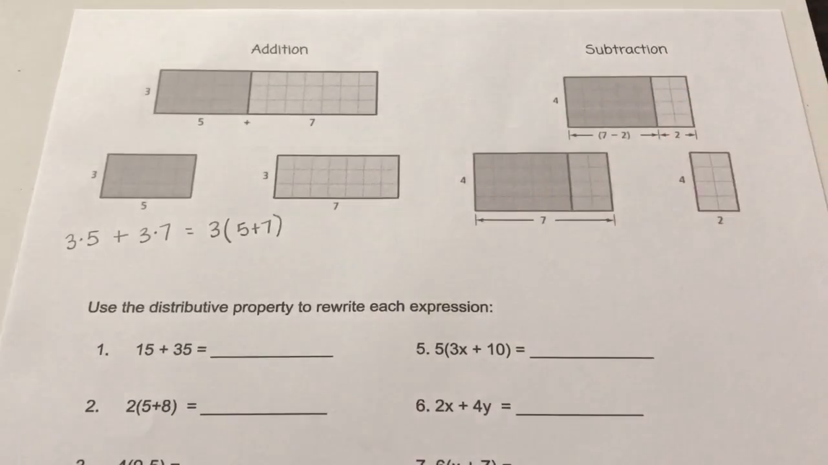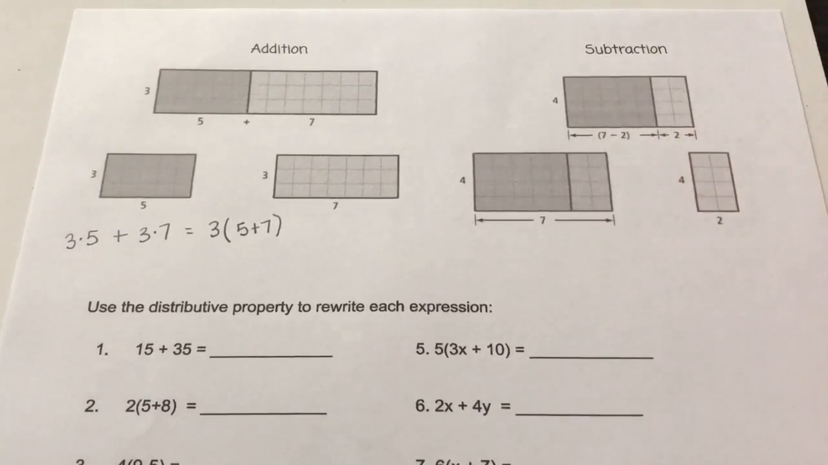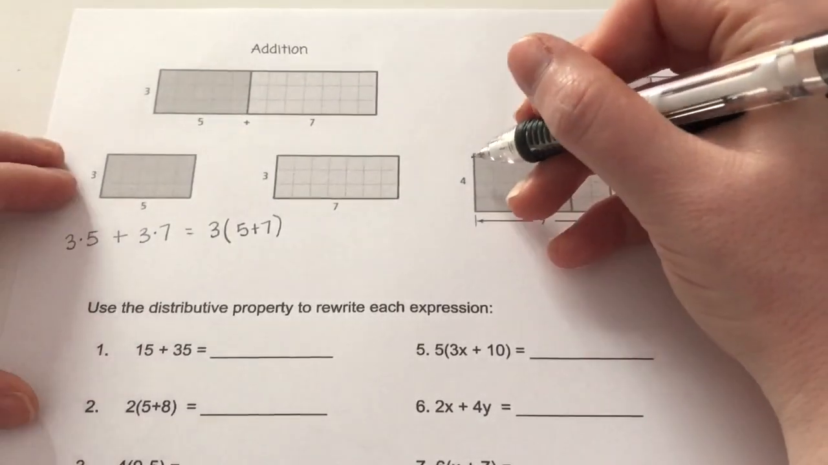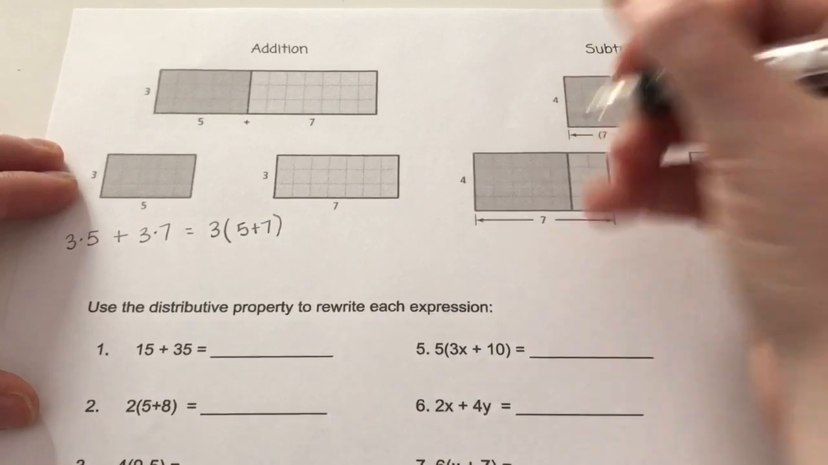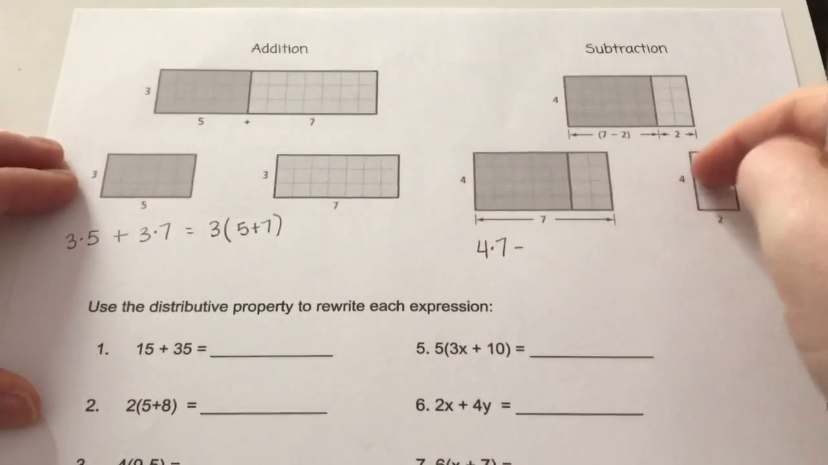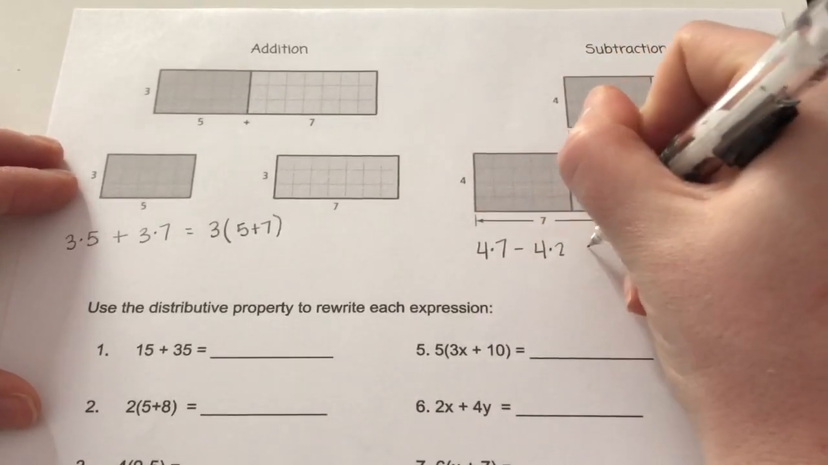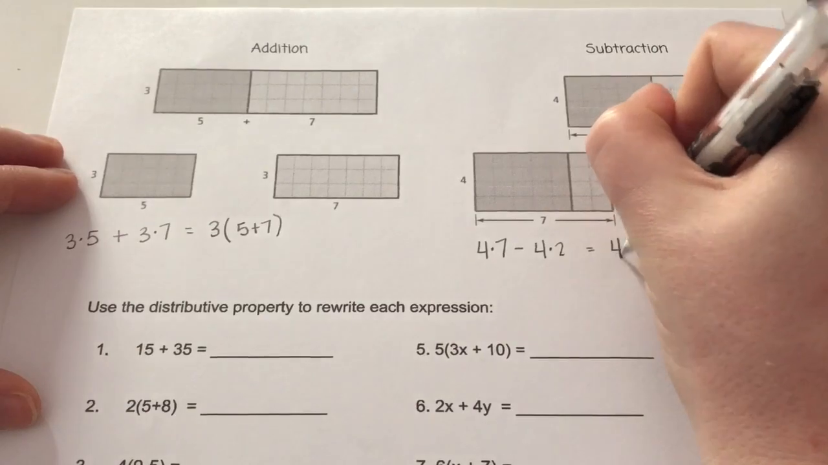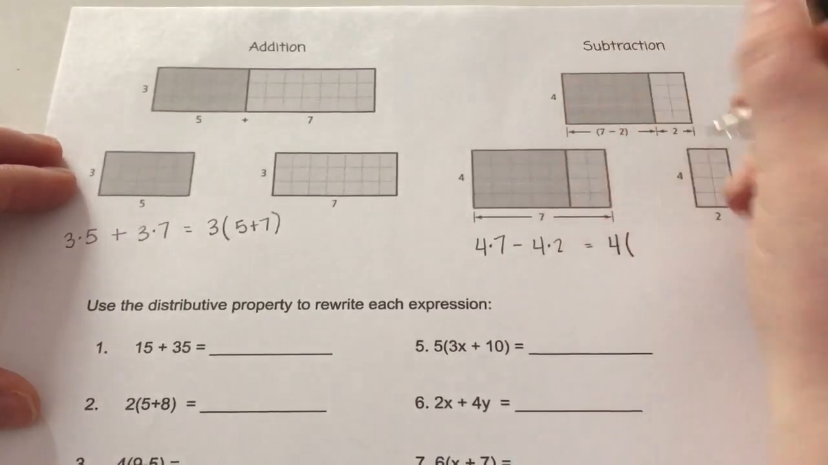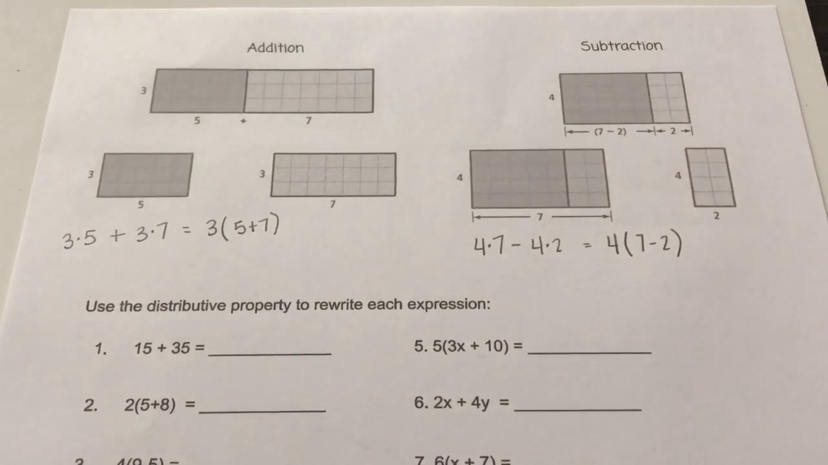Over here, just an example with subtraction. If I just wanted the area of this darker shaded region, there's 2 ways I could do it. I could find the area of this whole thing, which is 4 times 7, and subtract the smaller area, which is 4 times 2. Or I could just find the area of 4 times the 7 minus 2 part here. So just some more examples of the distributive property.